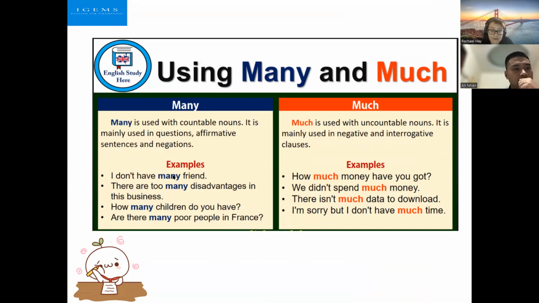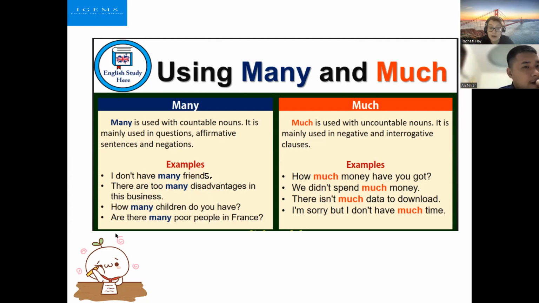Many is used with countable nouns. It is mainly used in questions, affirmative sentences, and negations. So we usually say, I don't have many friends. They made a mistake here. We meant to have an S. Okay, we don't say, I don't have many friend. We say, I don't have many friends. Okay. There are too many disadvantages in this business. How many children? Because remember, children is the plural of child. So children means more than one child.